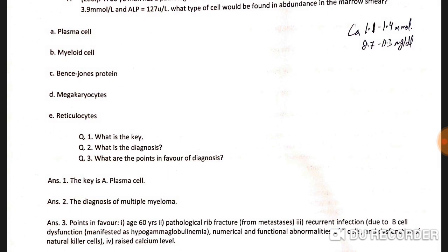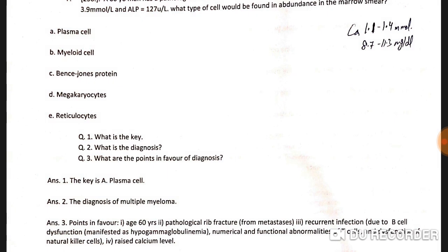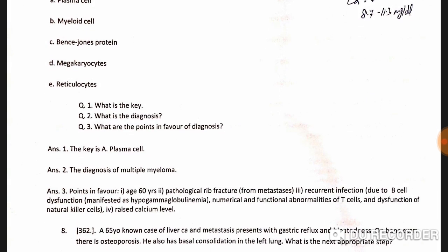Points favoring: age 60 years, pathological fracture from metastasis, recurrent infections due to B cell dysfunction manifesting as hypogammaglobulinemia, numerical and functional abnormalities of T cells, and dysfunction of natural killer cells, and raised calcium level. Okay.